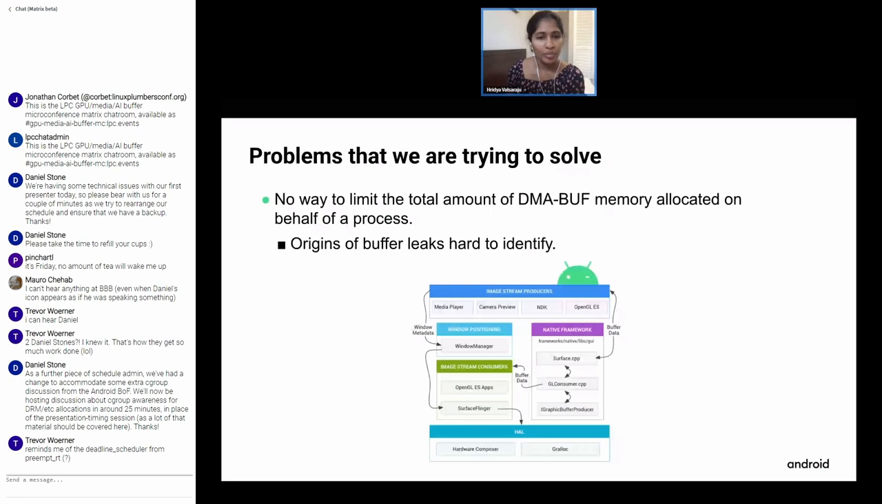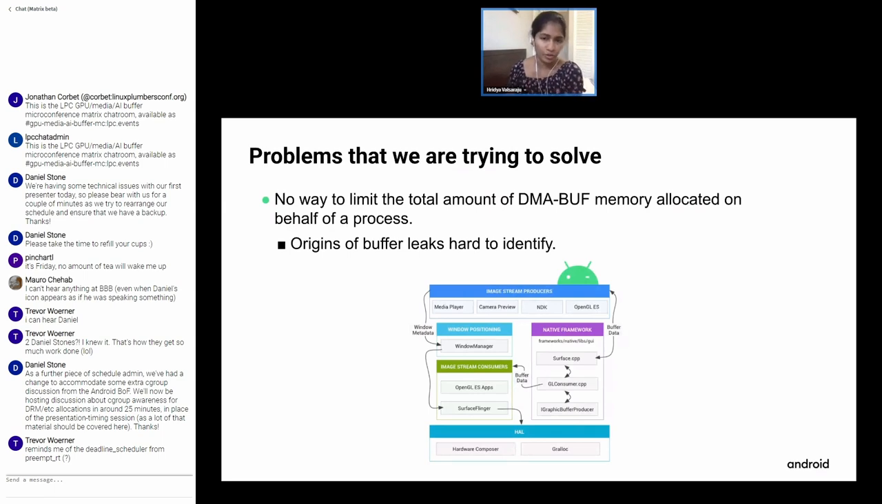So the problems that we are trying to solve are that currently there is no way to limit the total amount of DMA buff memory allocated on behalf of a process. This means that right now, a malicious or a faulty process can continue allocating DMA buff memory until the device falls under memory pressure.